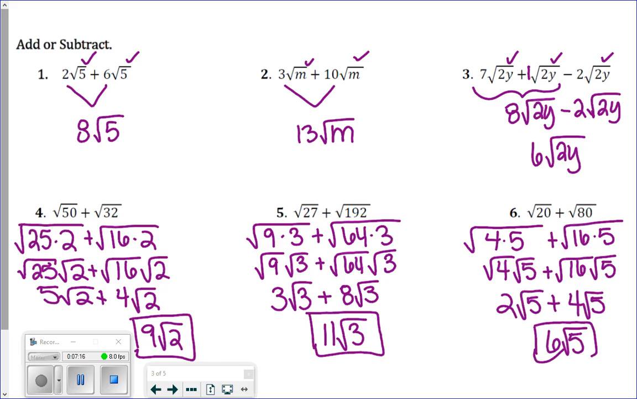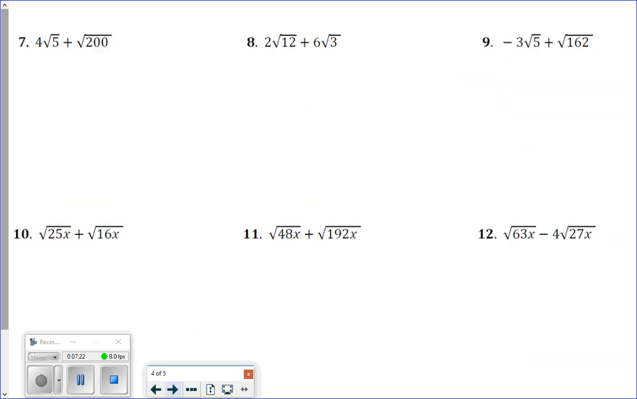Got a little bit weird there. Okay, let's go on to the next page. These are all just practice exercises of that same concept.